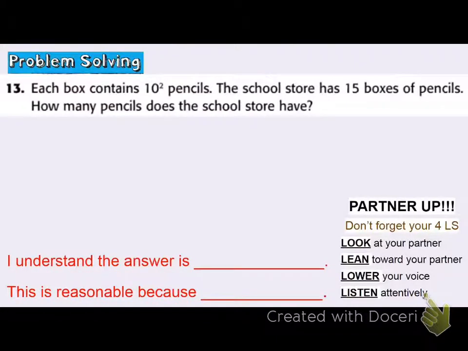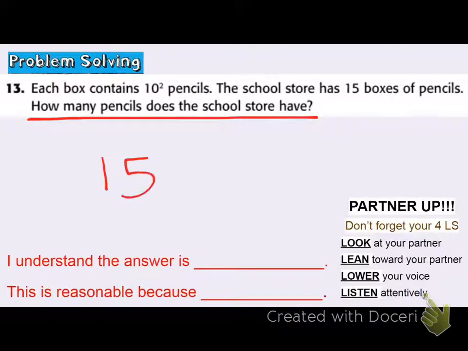All right, problem solving. Number 13. Each box contains 2 to the 2nd power of pencils, or 2 squared. The school store has 15 boxes of pencils. How many pencils does the school store have? Well, I see a question mark, so I better underline this. A question mark means I have to answer it. I have to write whatever I think the answer to that question is. How many pencils does the school store have?